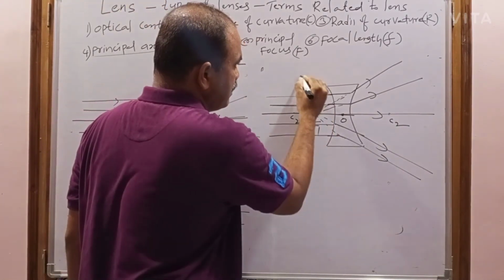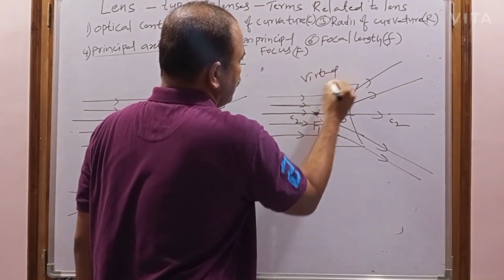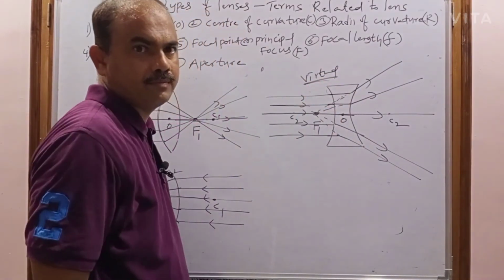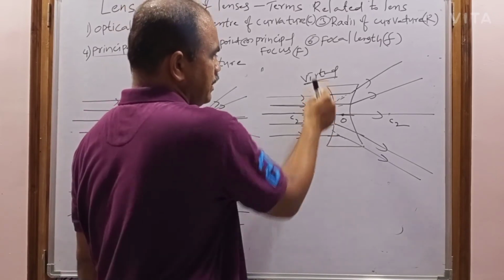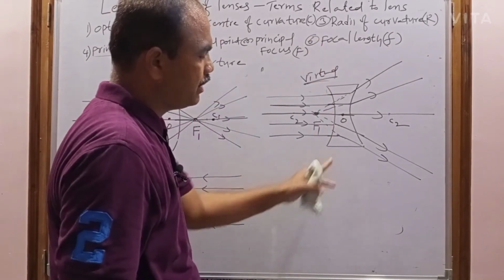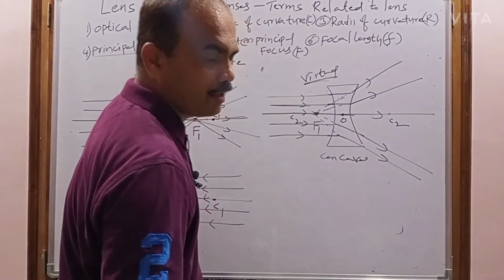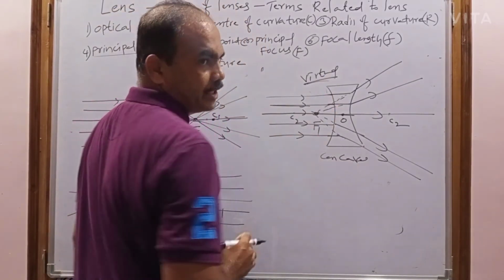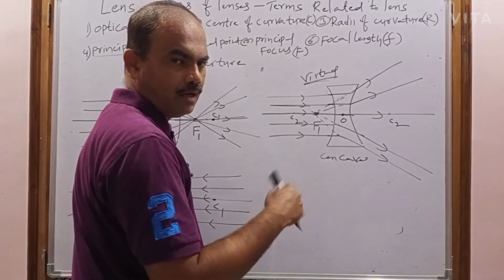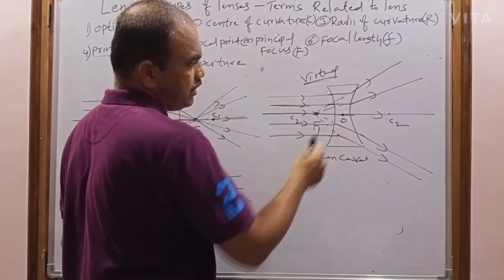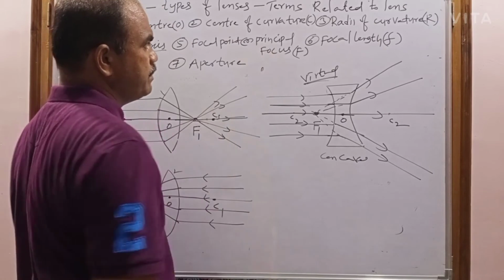But this is known as virtual. It does not really exist, it only appears. So this concave lens can have the virtual focus. The virtual focus are again two. So it also has two focal points or two principal focus.